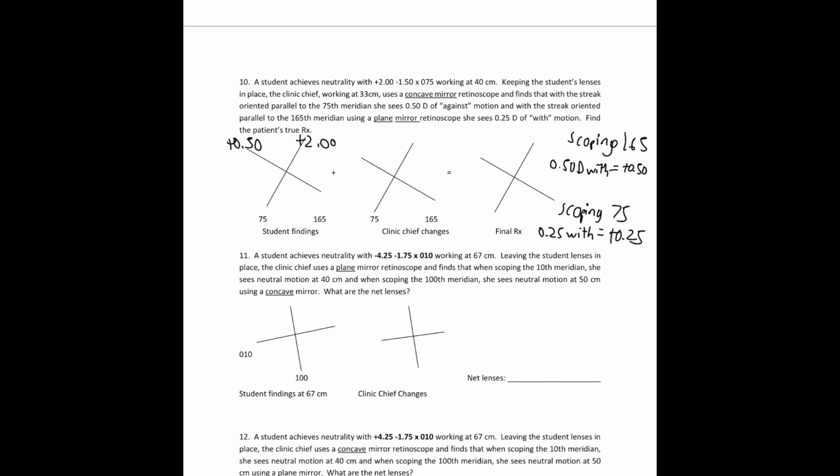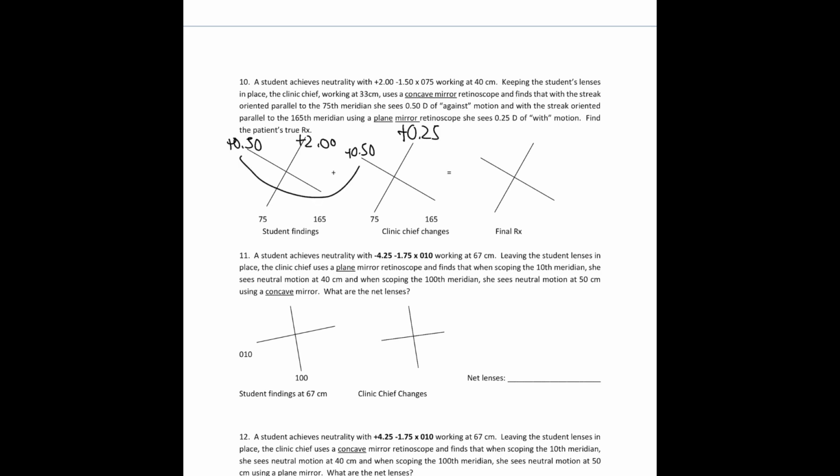So we have plus 50 at the 165th meridian, so plus 50 here. And then scoping the 75th, we have plus 0.25. So plus 0.25. Let me just make sure I did that right. Okay. All right. So I'm going to erase this here. And now let's just combine. So we combine these two, and that's plus 1 here. And then we combine these two, and that's plus 2.25.